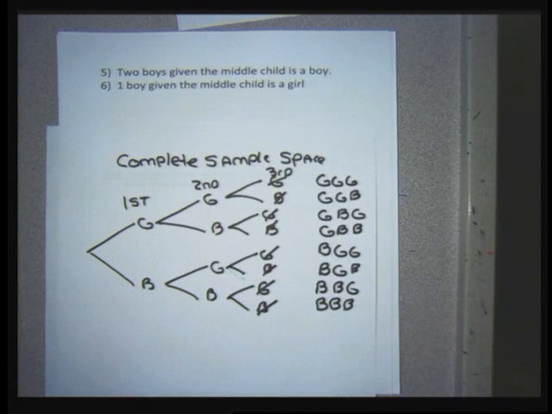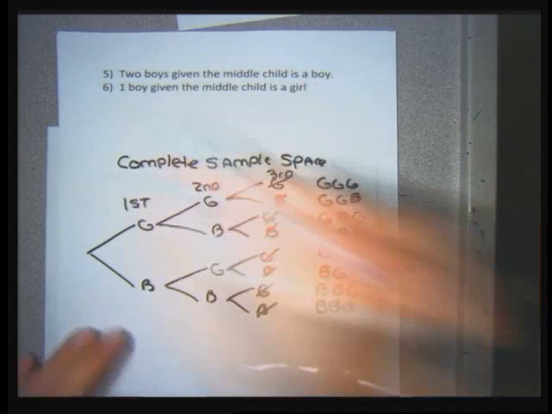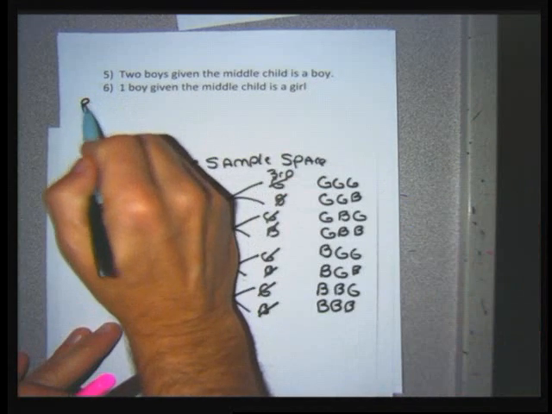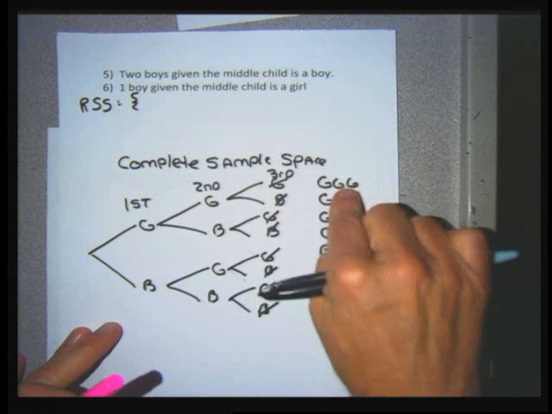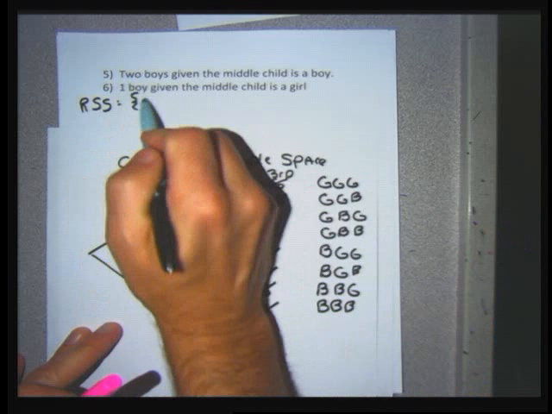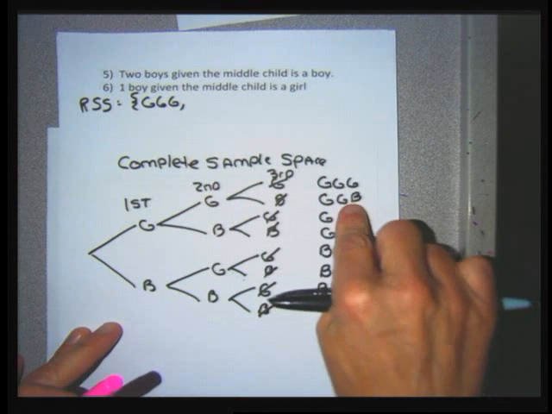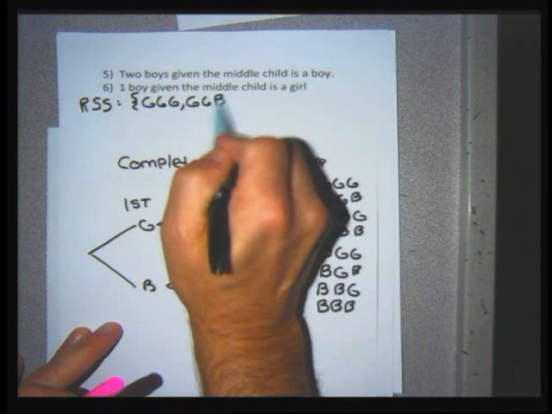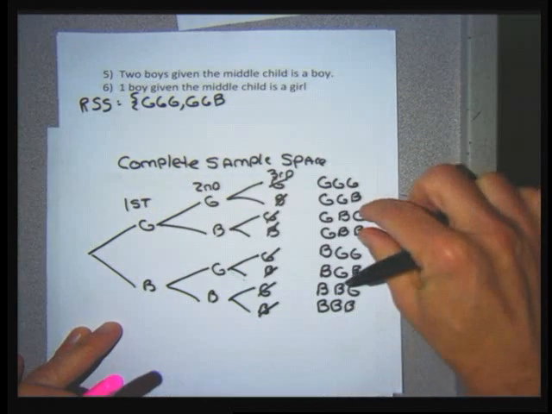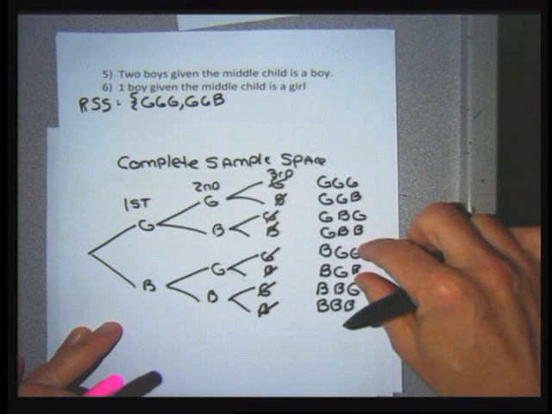Okay, for my problem 6, I need to find the items in the sample space that have a middle child, a girl, and my reduced sample space in problem 6 is going to be different than yours. I'm going to include girl, girl, girl because the middle child's a girl. I'm going to include girl, girl, boy because the middle child's a girl. I'm not going to include the next 2 because the middle child's a boy. I'm going to include those 2, boy, girl, girl, and boy, girl, boy.